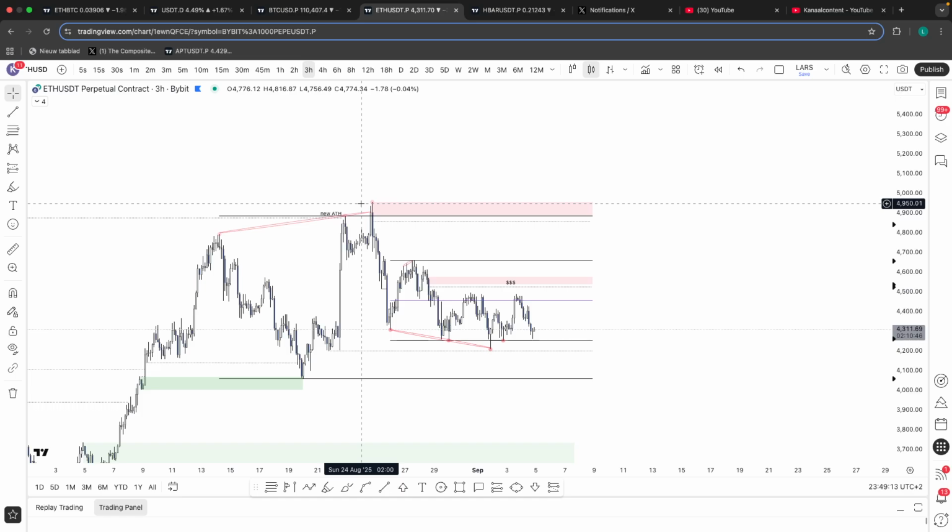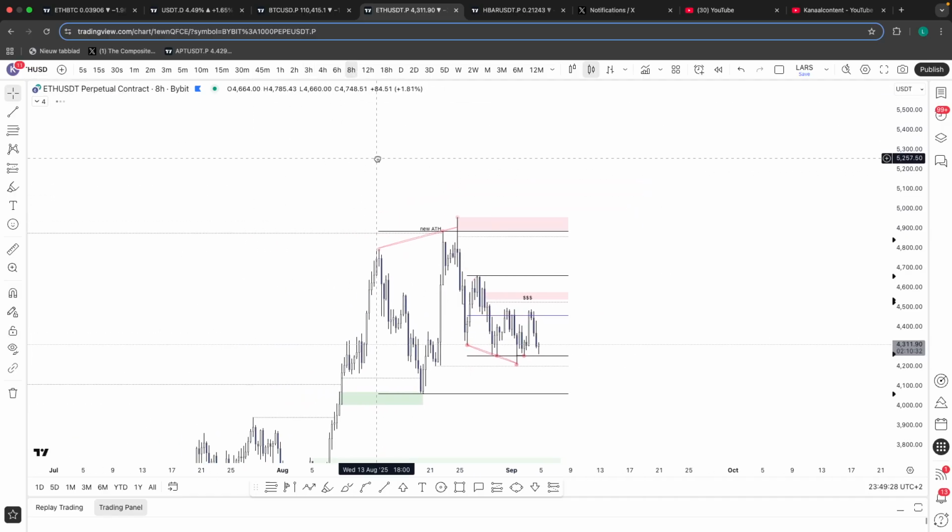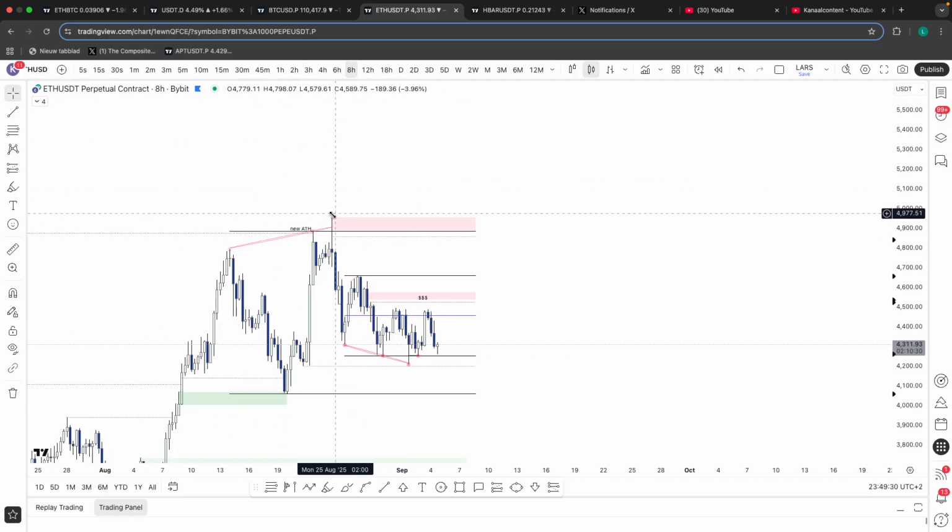Now, this is not a high probability distribution at all, because the move up from the range low to the range high was incredibly fast. You can see this expansion candle, and the time displacement between tab 2 and tab 3 is simply not there. And these tabs on a higher time frame, like the 8 hour, also merge together as one tab.